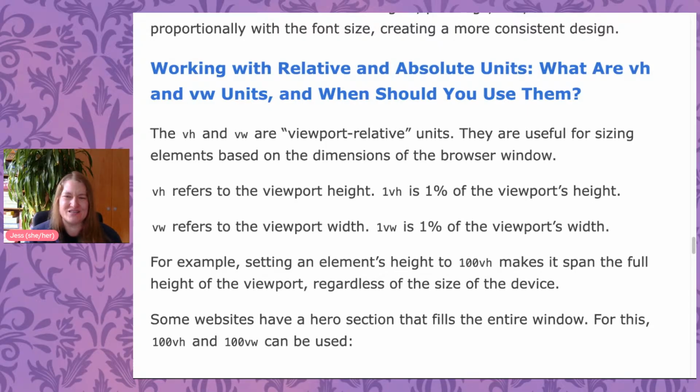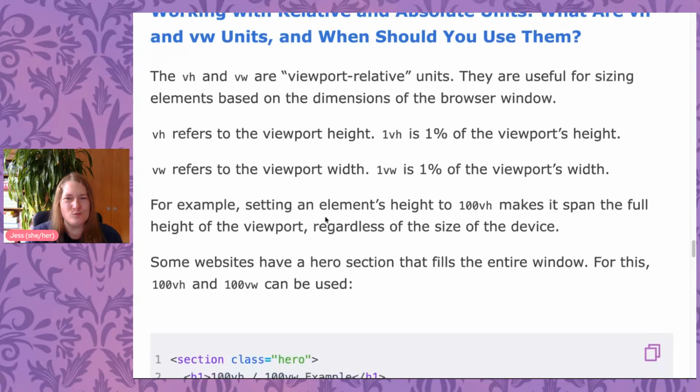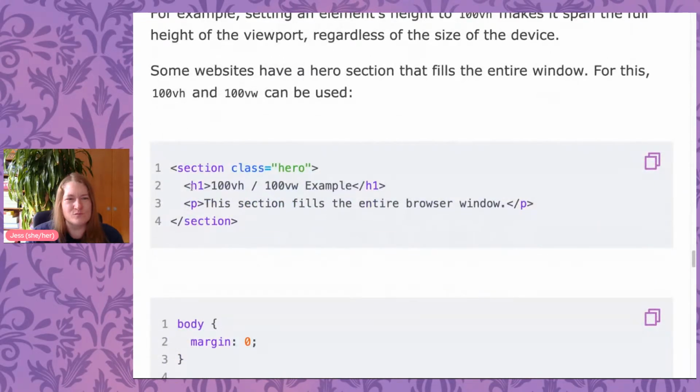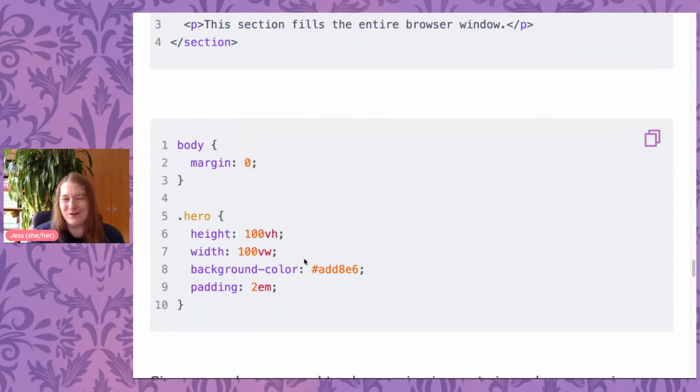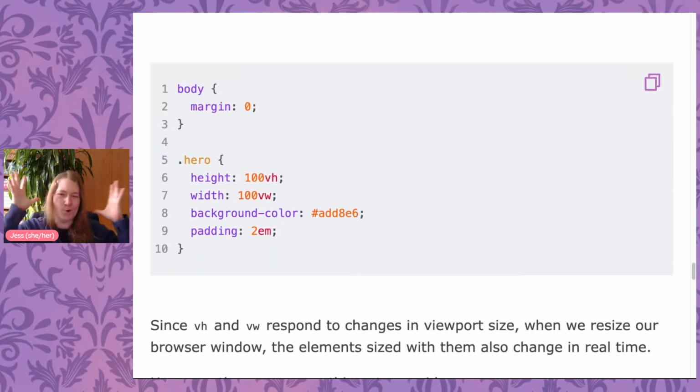Some websites have a section that fills the entire window, which I often find a bit overwhelming. And if you want something to fill the entire window, there are some designs that make this make sense. In that case, you would say 100% viewport height, 100% viewport width, and it's going to take up everything on your page. If you did this and brought the CSS over, you would see this take up, boom, the entire page.